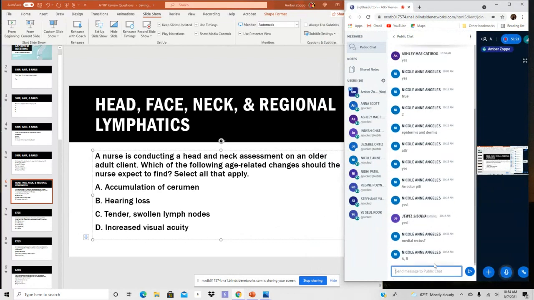Yes, Nicole, it would be A and B, right? Because as older adults age, there's a buildup of earwax inside of their ears, which affects their hearing, and they would have hearing loss as a result of this. It's not C or D. We would not expect older adult clients to have tender swollen lymph nodes, and they would actually have decreased visual acuity, not increased visual acuity. Okay, let's go to the next question.